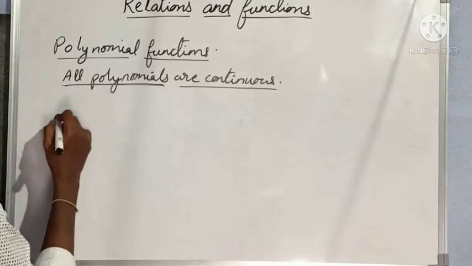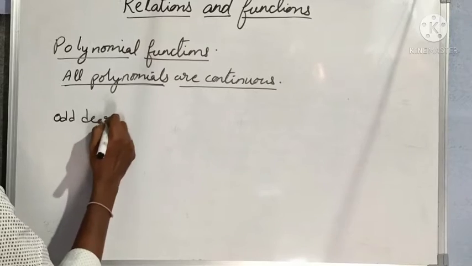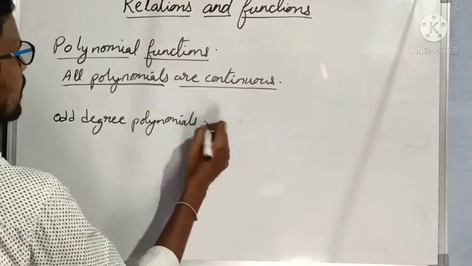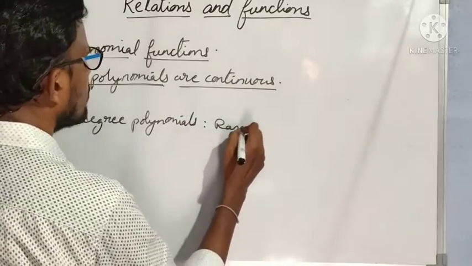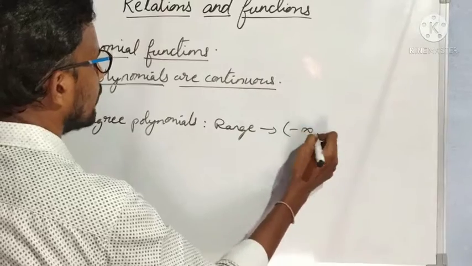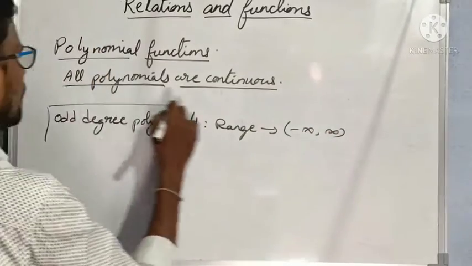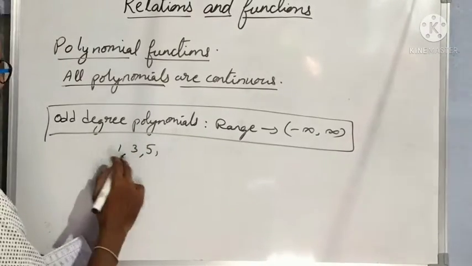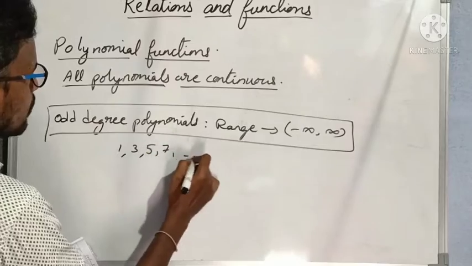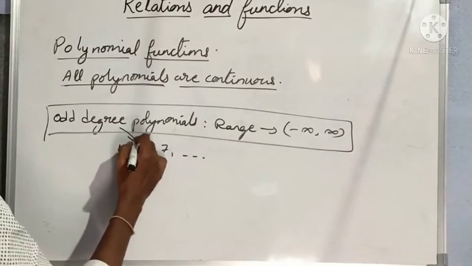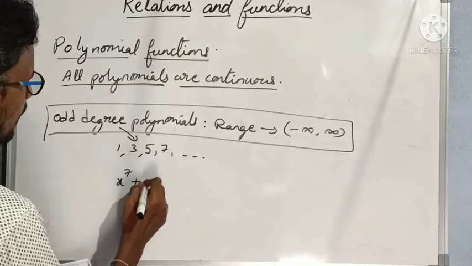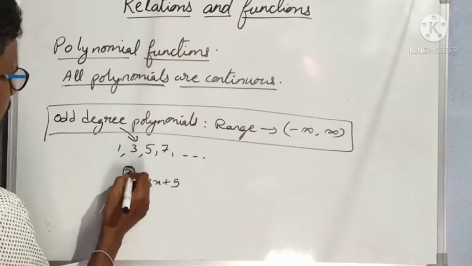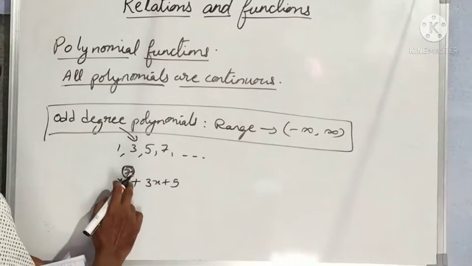So one more important point, that is odd degree polynomials. Whatever polynomial you take, if it is of odd degree, then the range of that polynomial will be minus infinity to infinity. Very, very important. Okay. Odd degree polynomials means polynomials of degree 1, 3, 5, 7 and so on. For suppose I am taking x power 7 plus 3x plus 5. This is a polynomial of odd degree, right? 7 is an odd number, so this is an odd degree polynomial.